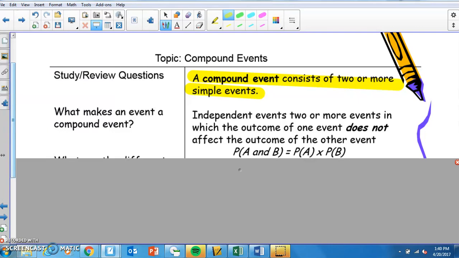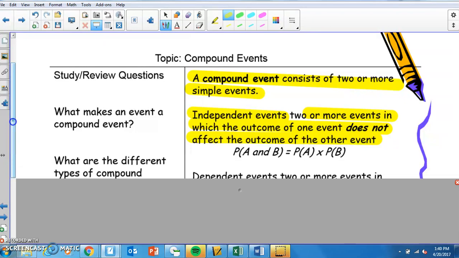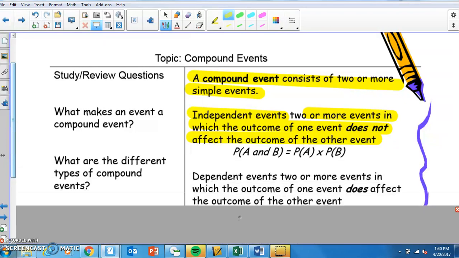We have what are called independent events. Independent events are when there are two or more events in which the outcome of one event does not affect the outcome of the other event. For instance, if I'm driving down the road and I stop at the mall, that has nothing to do with you eating at McDonald's. Okay? So one event does not affect the outcome of the other event. We have what's called a dependent event.